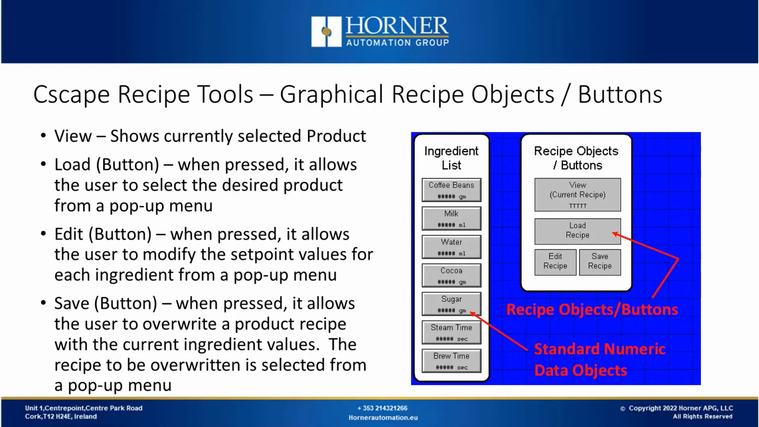Similarly, there is an edit button that you can configure. This allows the user to modify the set point values for any of the editable parameters. Finally, we have the save button function. The save button allows you to overwrite a product recipe that you may have changed with the current ingredient values. Once again, if the operator presses the button to save the recipe, a pop-up window appears where they can select the particular product that needs to be saved using the current settings under the ingredient list.